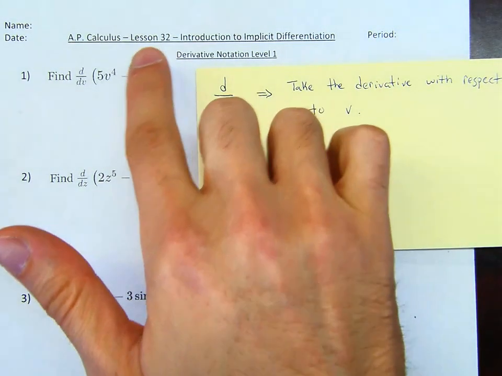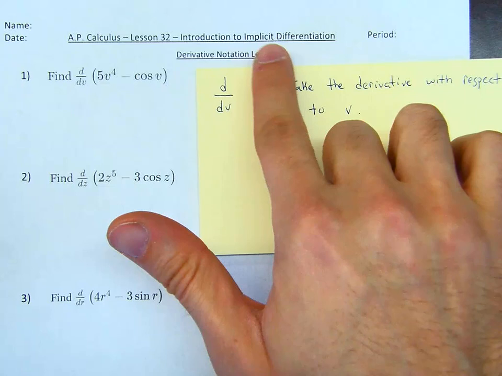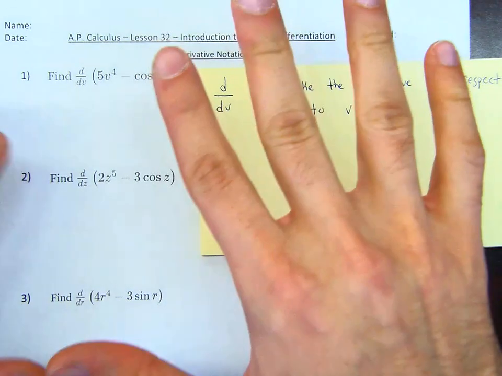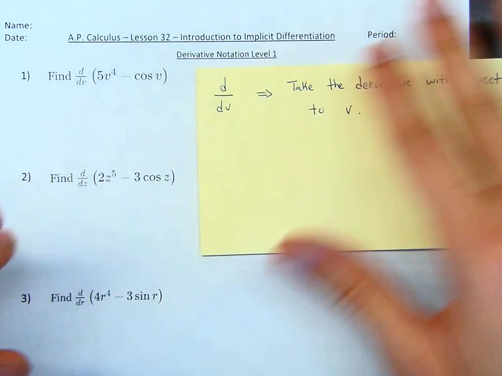Lesson 32 for AP Calc, Introduction to Implicit Differentiation. Okay, so what is this idea here? Let's start off with a nice little warm-up.